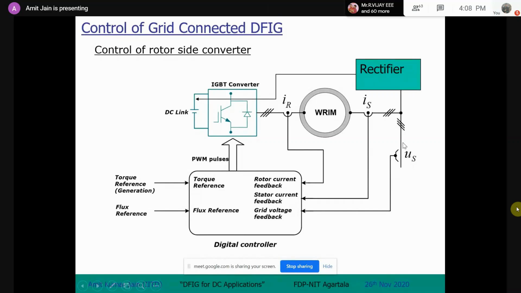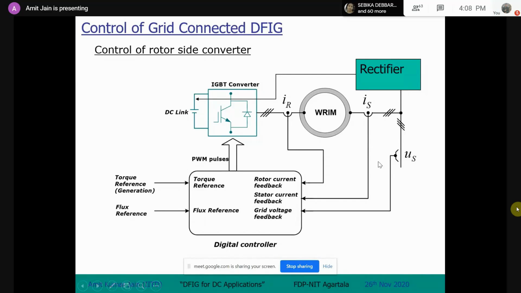You have to sense all the currents to understand. You have to even sense the stator voltage, because you have to maintain a rated value and rated frequency. In this case also, you have to sense stator currents, three-phase currents, the rotor currents, and in this case the DC link voltage, because you have to regulate the DC link voltage. It is a standalone case. So a lot of sensing will be required.